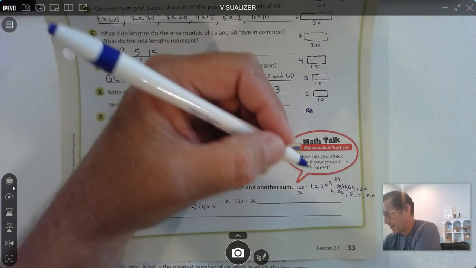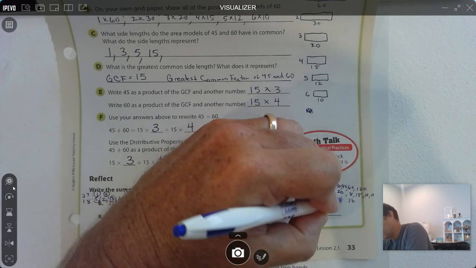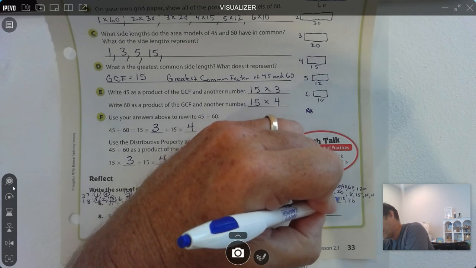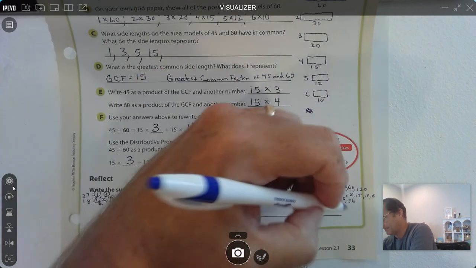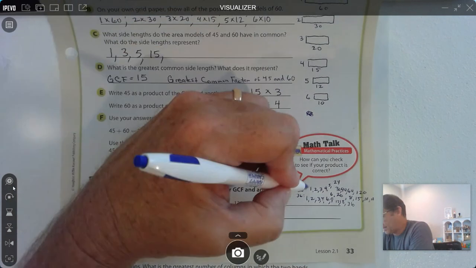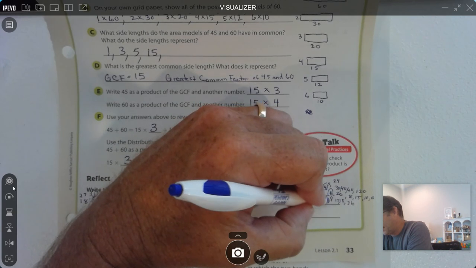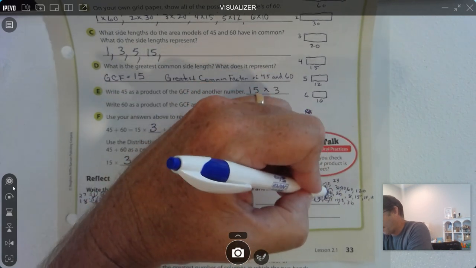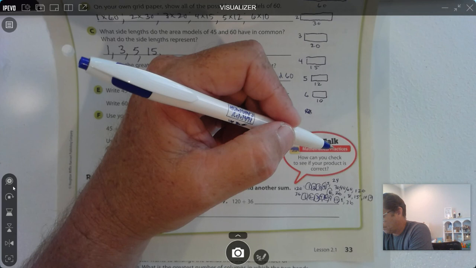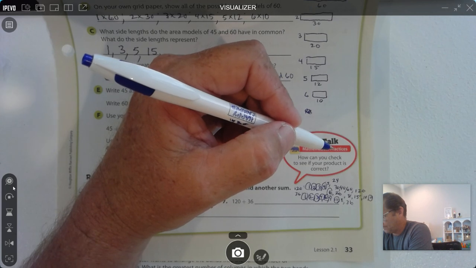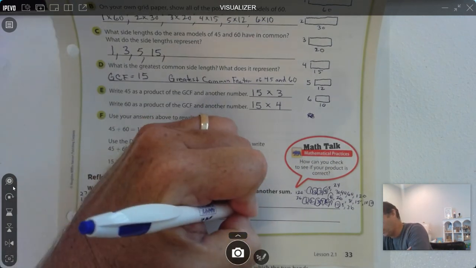36 is 1 and 36, 2 and 18, 3 and 12, 4 and 9, and then 6 times 6. So the common factors are 1, 2, 3, 4, 6, 12, okay? So the greatest common factor of 120 plus 36 is 12.